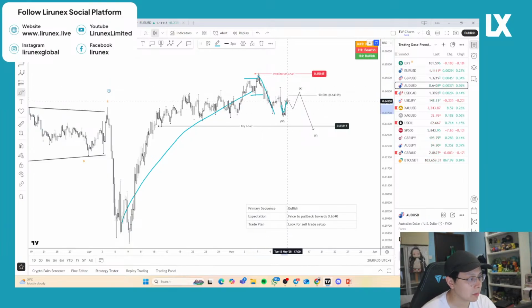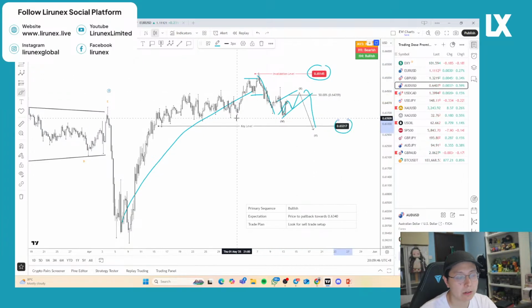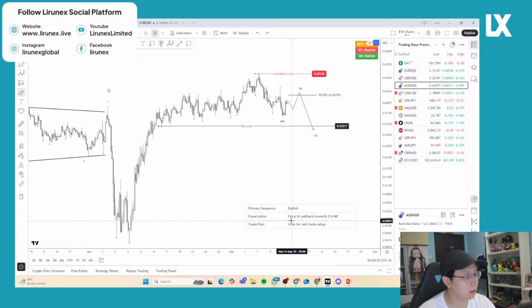Right now it's doing a little bit of a pullback. Again, if this comes in as 1, 2, 3, as long as price respects this invalidation level, we can expect one more drop towards a target around 0.6320. So this one here, you can see the expectation for price to pull back, right? If I do a little bit of adjustment, it's to 0.6320. The plan moving forward is to look out for a sell trade setup.